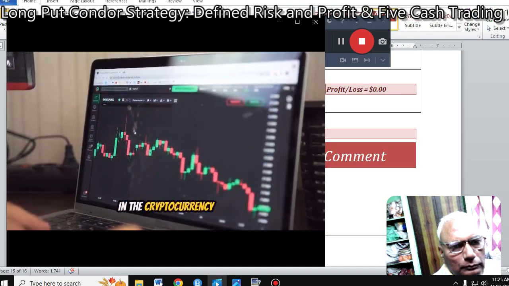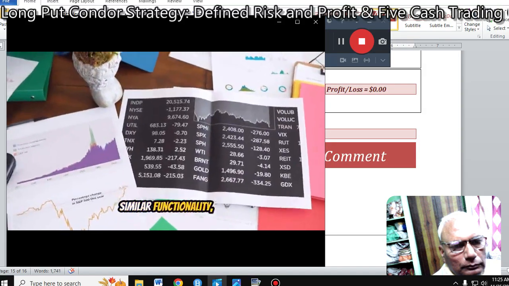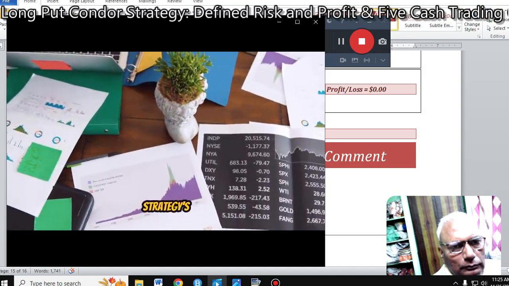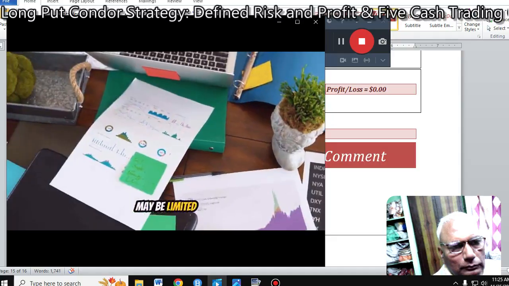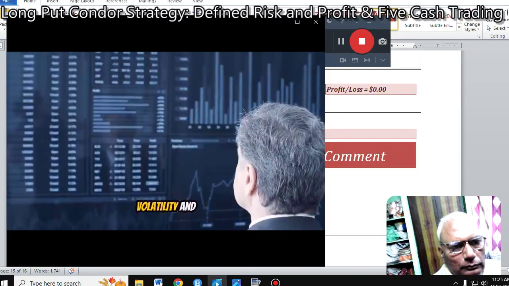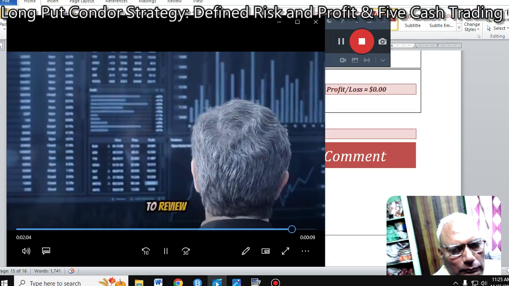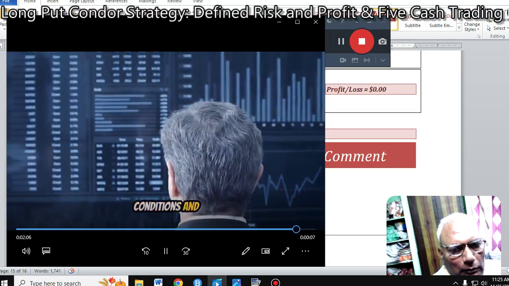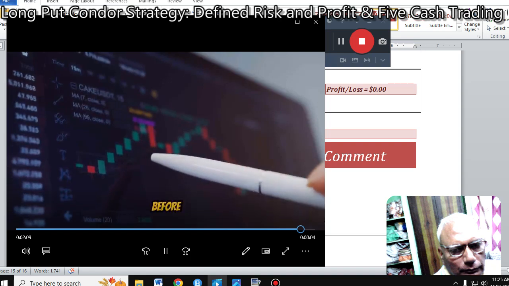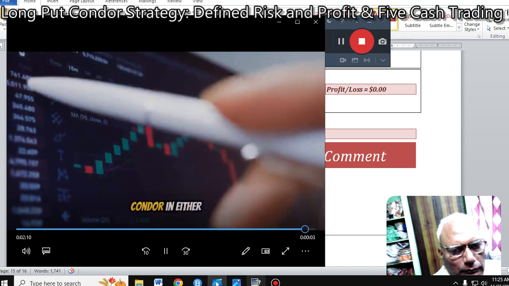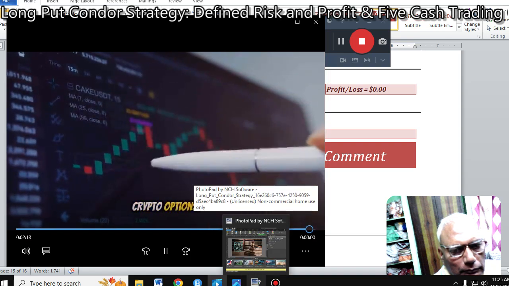In the cryptocurrency options market, platforms like Deribit offer similar functionality, but the strategy's effectiveness may be limited due to higher volatility and evolving product offerings. It's important to review current market conditions and platform capabilities before implementing the Long Put Condor in either stocks or crypto options.